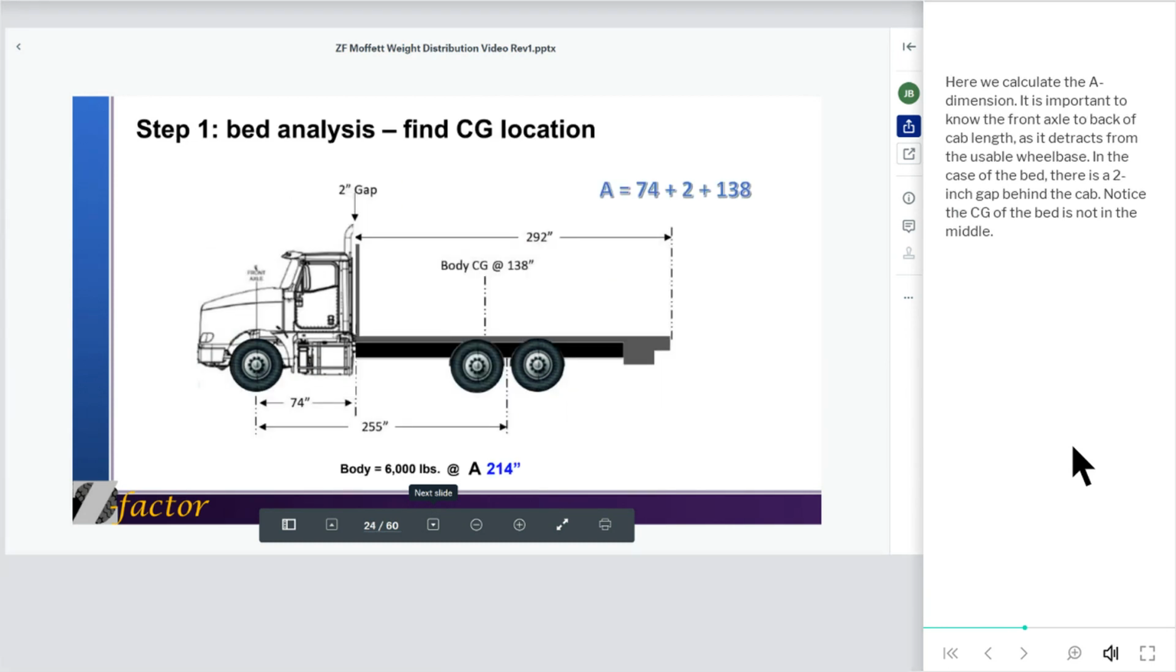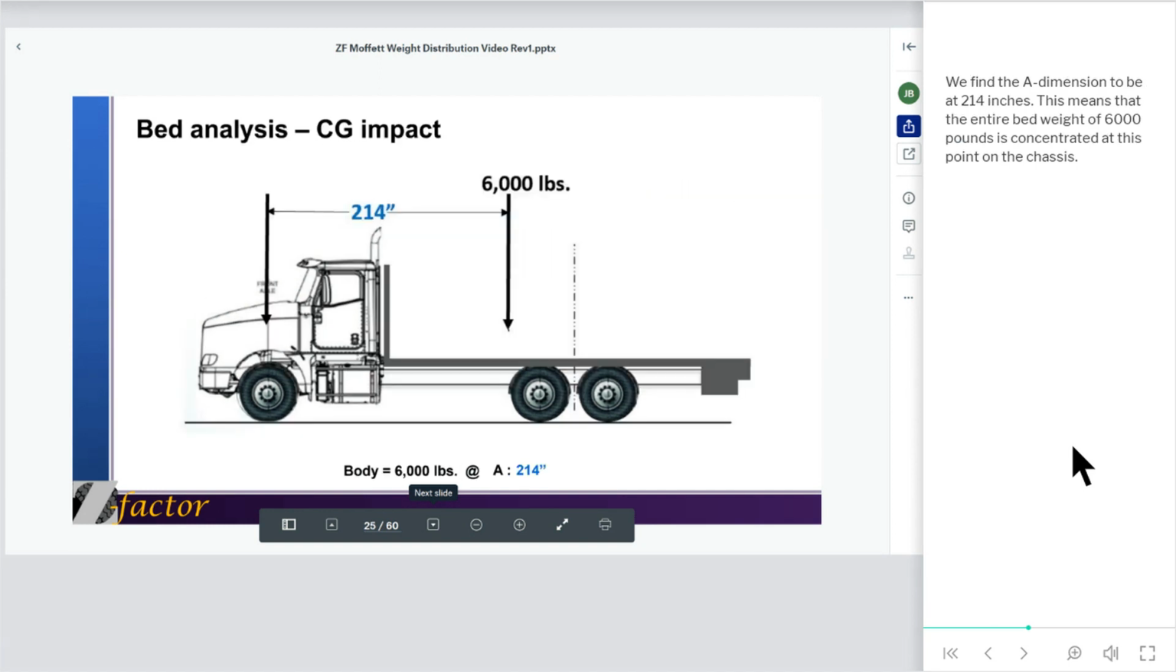Here we calculate the A dimension. It is important to know the front axle to back of cab length, as it detracts from the usable wheelbase. In the case of the bed, there is a 2-inch gap behind the cab. Notice the CG of the bed is not in the middle. We find the A dimension to be at 214 inches. This means that the entire bed weight of 6,000 pounds is concentrated at this point on the chassis.